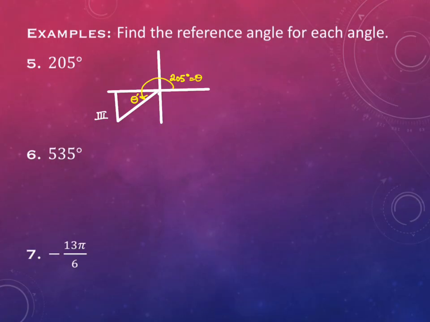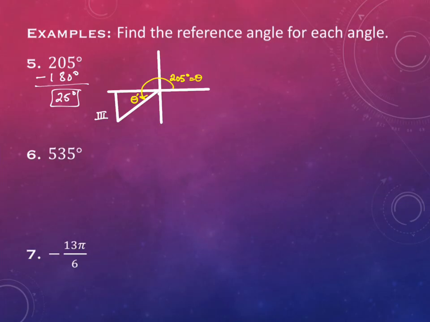Yeah, we're going to subtract 180. So what is 205 minus 180? It is 25. Picture's worth 1,000 words here. Maybe not 1,000, but quite a few.